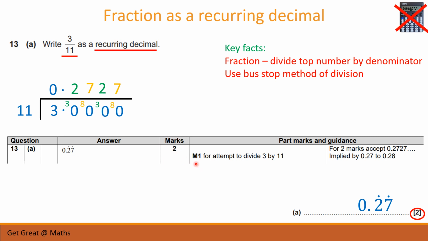M1 is a division for doing 3 divided by 11. And for marks accepted, they will accept 0.2727 with dots afterwards, or implied by 0.27 or 0.28. You can see here, these are the 2 marks that you get for the question. It is a key question that you need to know how to do without a calculator. So this is a non-calculator question, so you must be able to divide without a calculator.